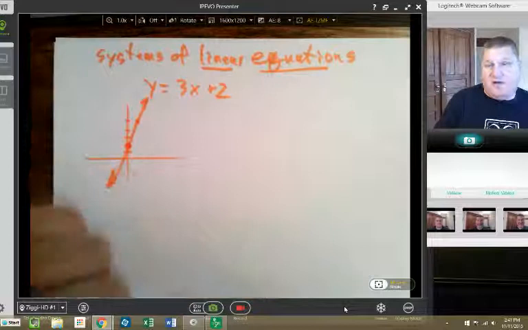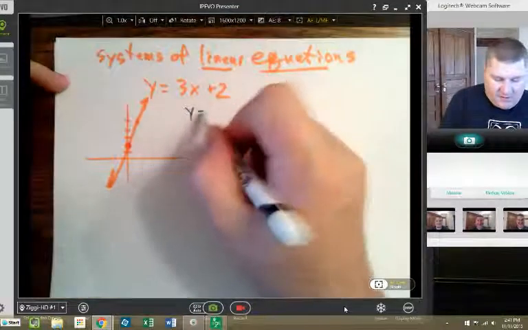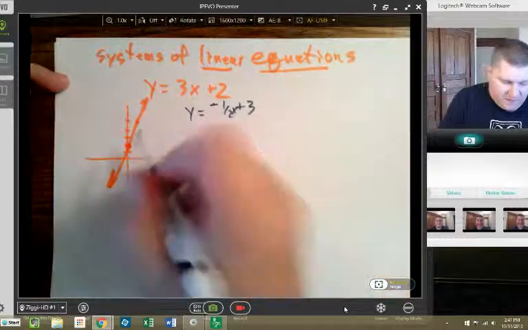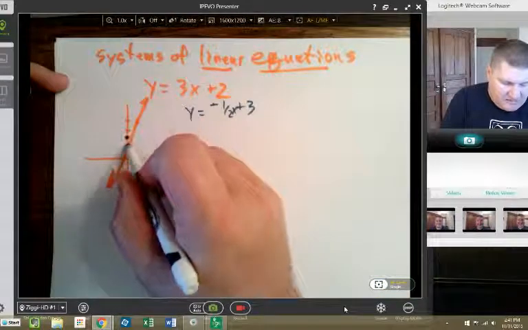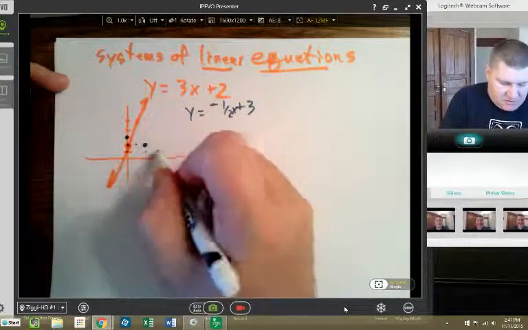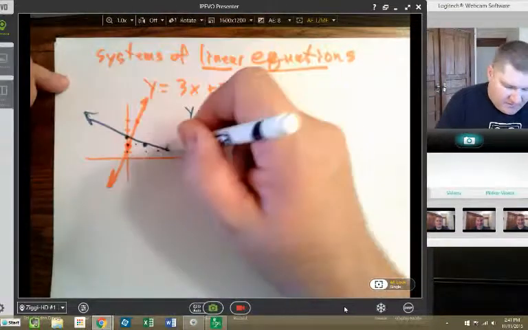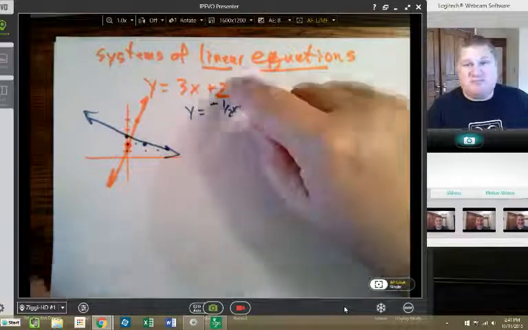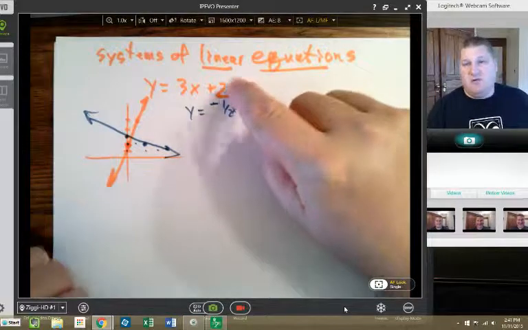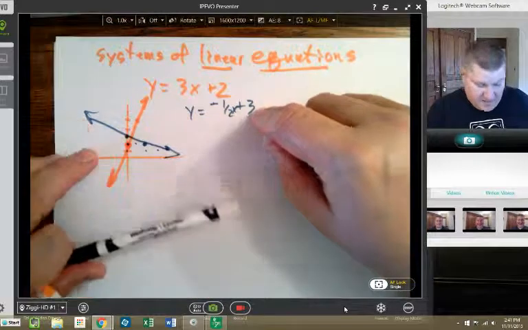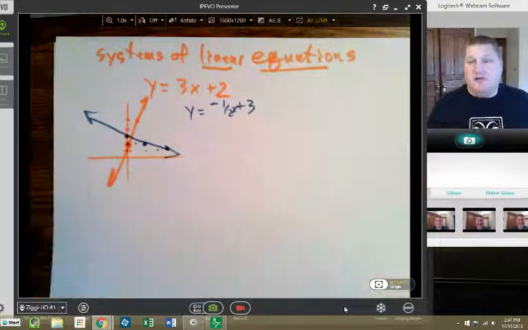Now, if I also have another line, let's say I have y equals negative 1/2 x plus 3, 1, 2, 3, but down 1 over 1, 2, down 1 over 1, 2. And now I have another line right over here. So whereas the orange by itself is a linear equation, when I put another graph with it, the blue, now they become a system of linear equations.